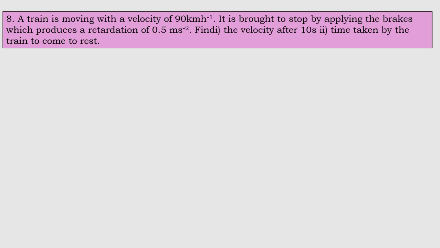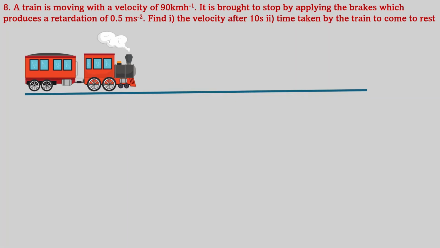Question number 8 is a train is moving with a uniform velocity of 90 km per hour. It is brought to rest by applying the brakes, which produces a retardation of 0.5 meter per second square. Find the velocity of the car of the train after 10 seconds, and the second one is time taken by the train to come to rest.